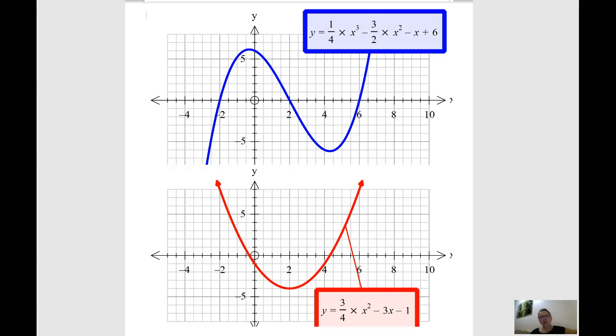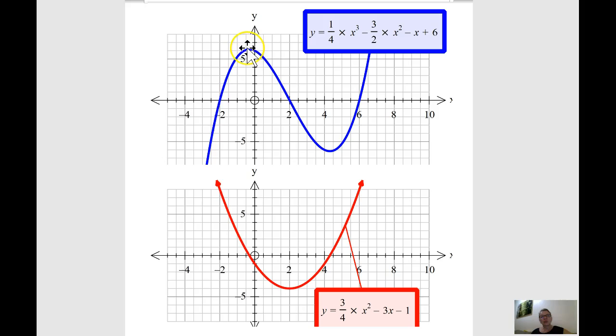Hi, what we're going to do is have a look at how the graph of a derivative relates to the graph of the function. At the top here, I have a cubic function, and below it, I have the graph of the derivative. So my derivative function is going to be a quadratic. But what I want to do is look at the key points.